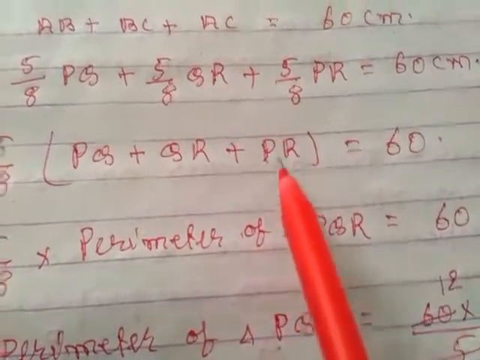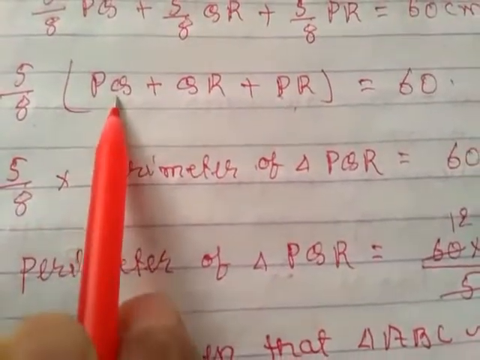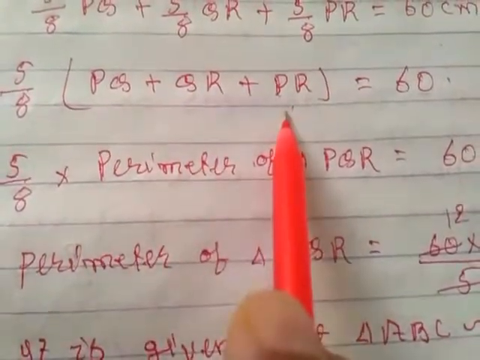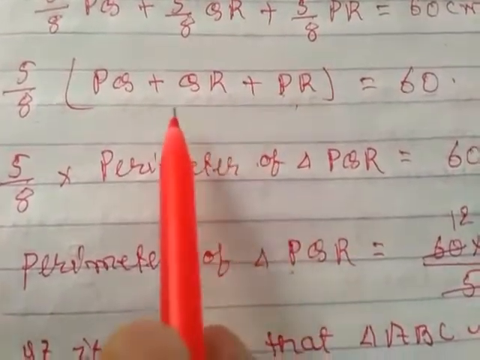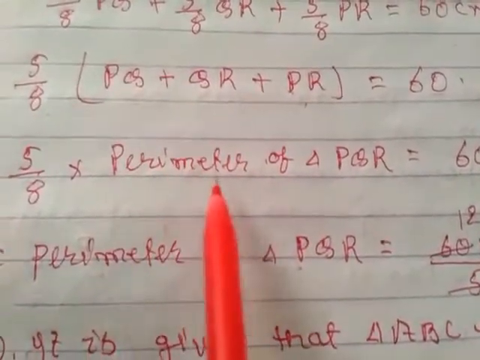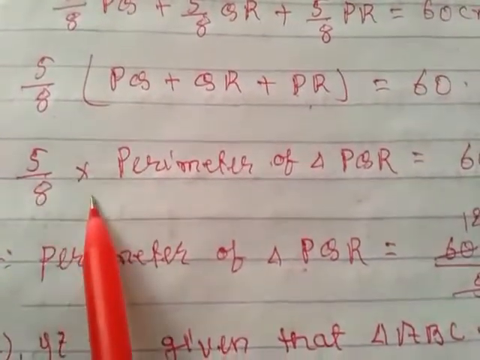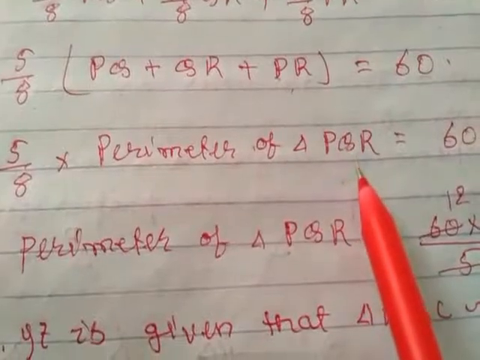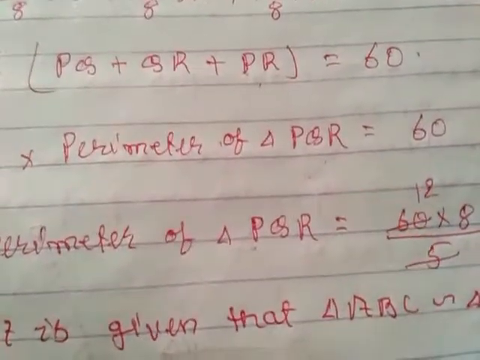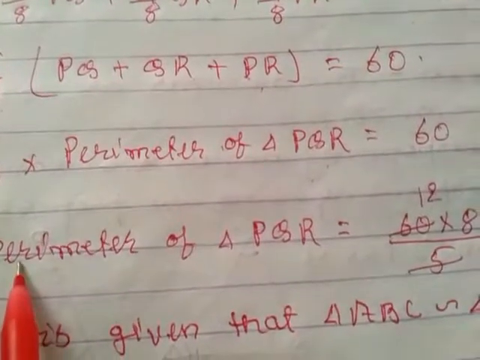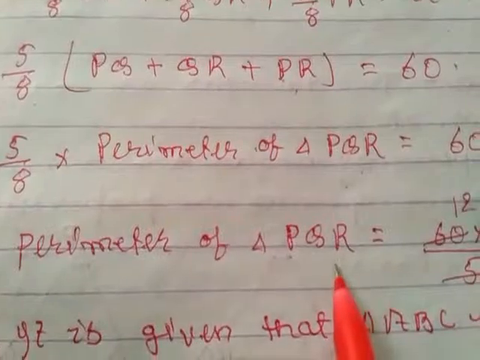Now since PQ plus QR plus PR is the sum of three sides of triangle PQR, so we can write in this place perimeter of triangle PQR. So now we have 5 by 8 into perimeter of triangle PQR equals to 60. So by doing transposition, we can have perimeter of triangle PQR equals to 60 into 8 by 5.